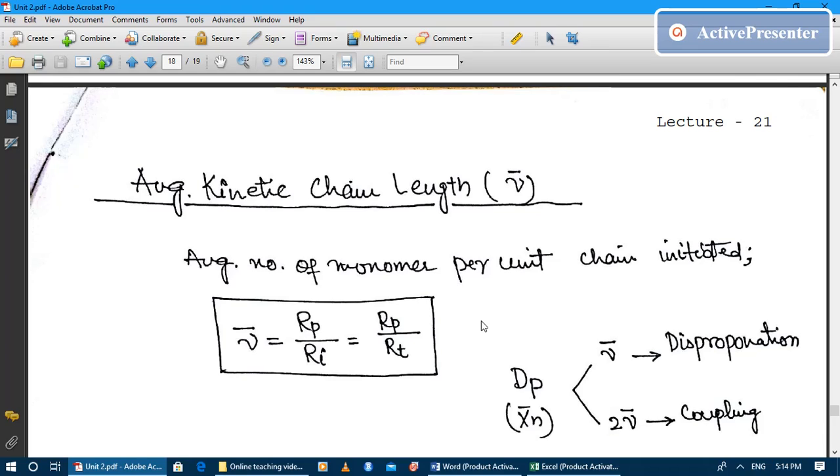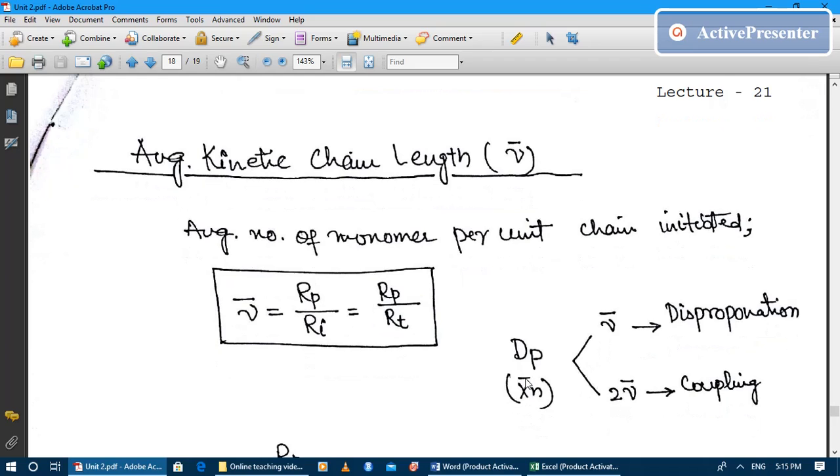Now this average kinetic chain length, nu bar, can be represented as Rp, the rate of propagation reaction, divided by Ri, the rate of initiation reaction. And according to the steady state assumption, Ri is equal to Rt, so this equation will become Rp over Rt. Correct?